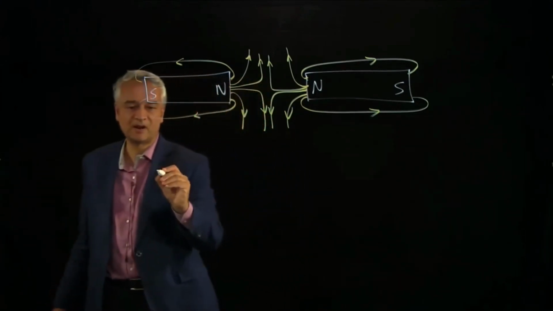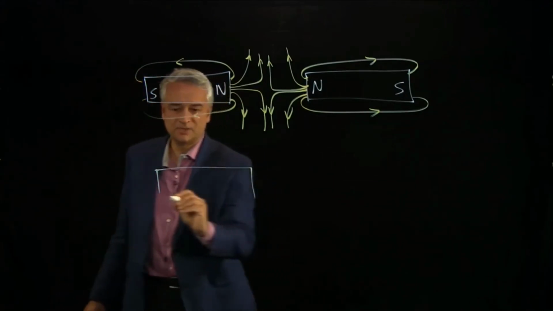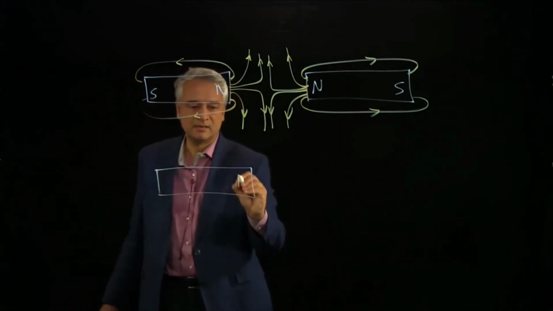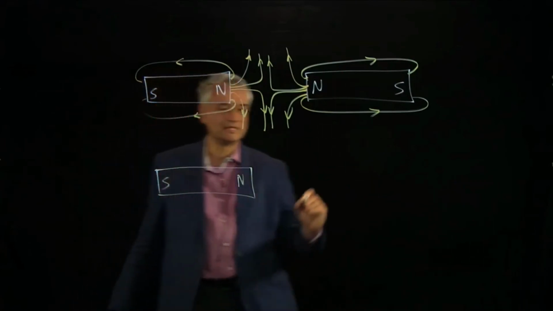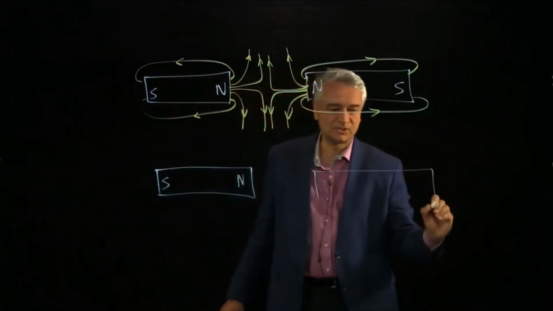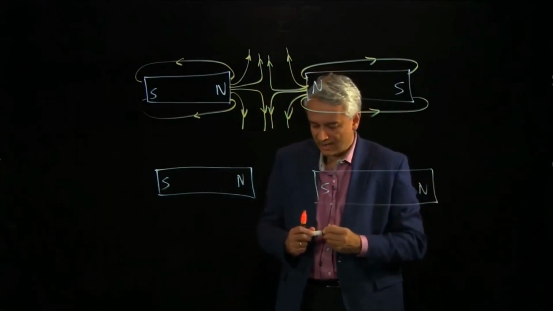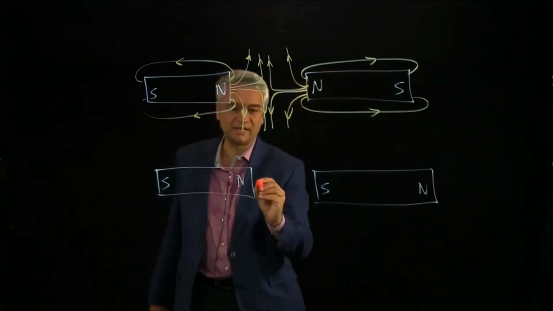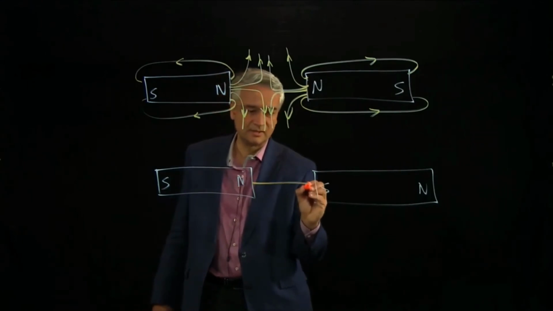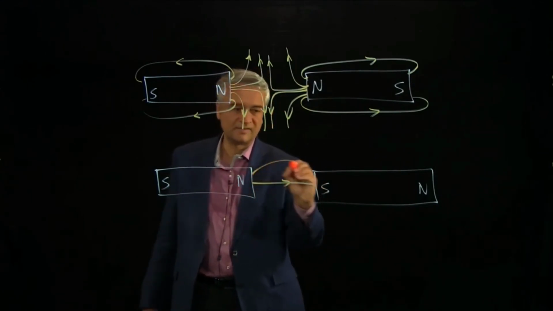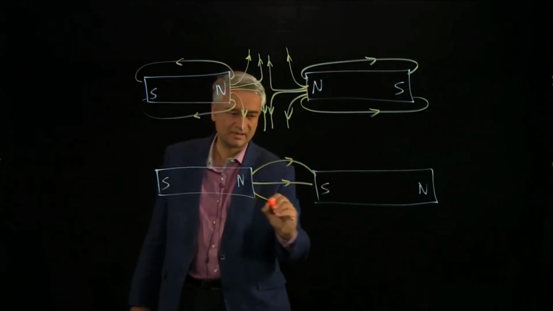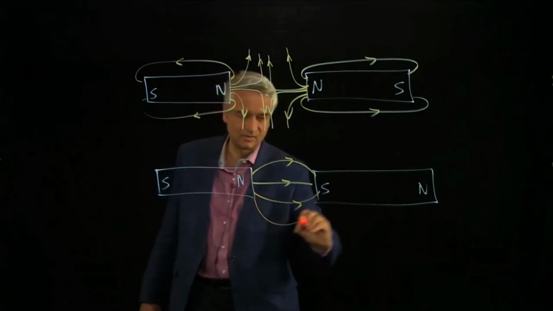Similarly, how would Faraday have understood the attraction between two magnets with a north next to a south? So I'll leave this one as it was. This one I'll turn around and put the south pole here. So now I can have a magnetic field line that comes out of this north and goes into this south. I can have another one that does this, another one that does this, and another one that does this.